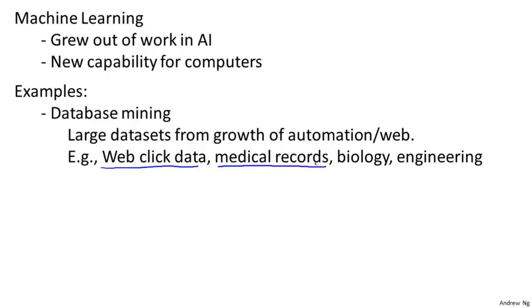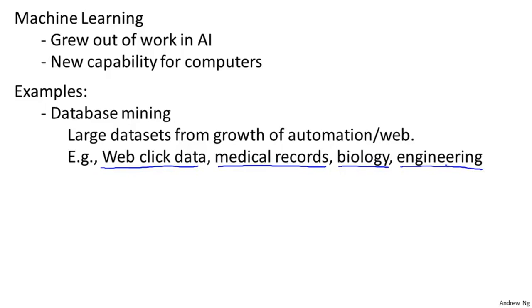Medical records. With the advent of automation, we now have electronic medical records. So if we can turn medical records into medical knowledge, then we can start to understand disease better. Computational biology. With automation again, biologists are collecting lots of data about gene sequences, DNA sequences, and so on. And machine learning algorithms are giving us a much better understanding of the human genome and what it means to be human. And in engineering as well, in all fields of engineering, we have larger and larger data sets that we're trying to understand using learning algorithms.